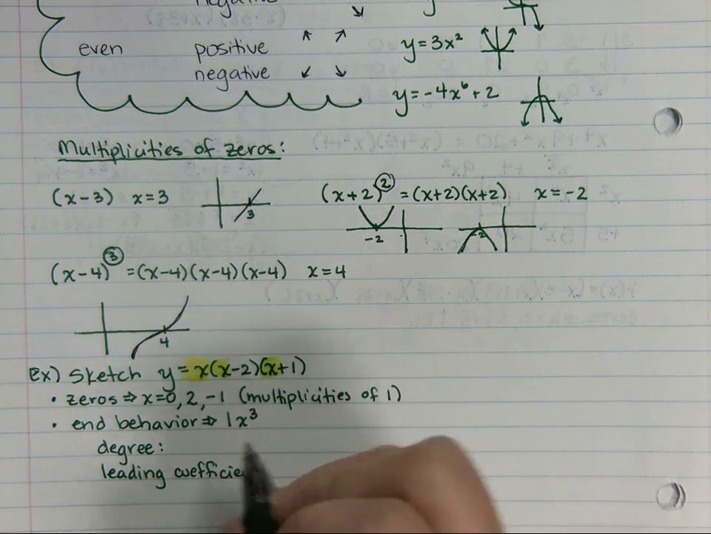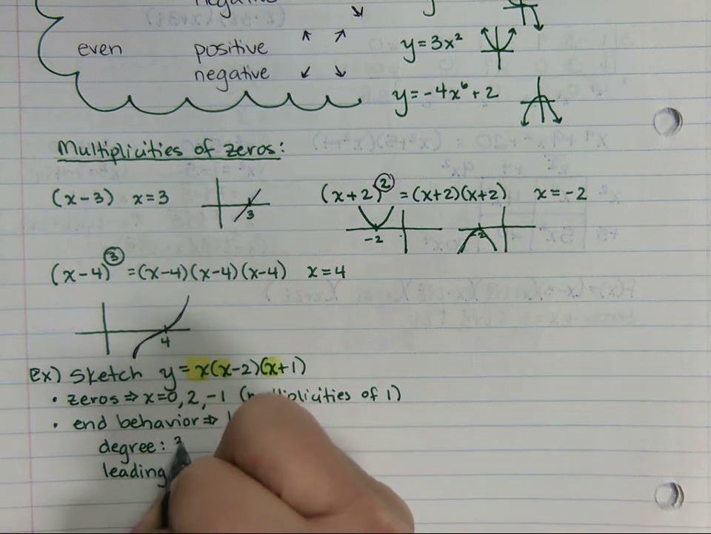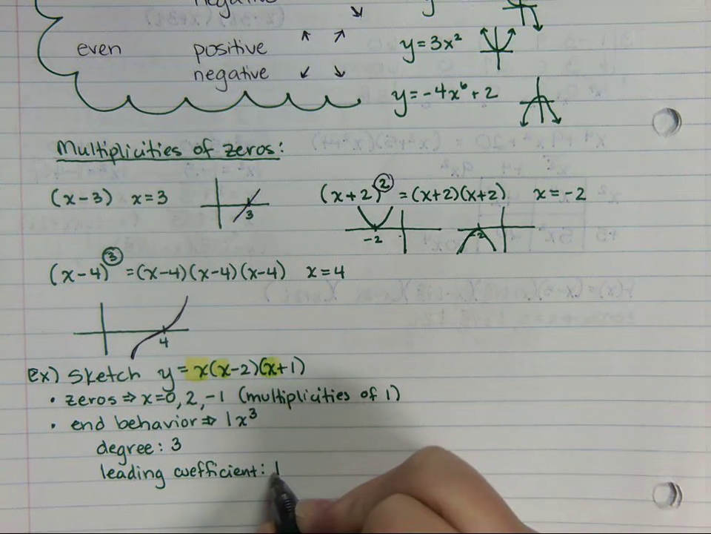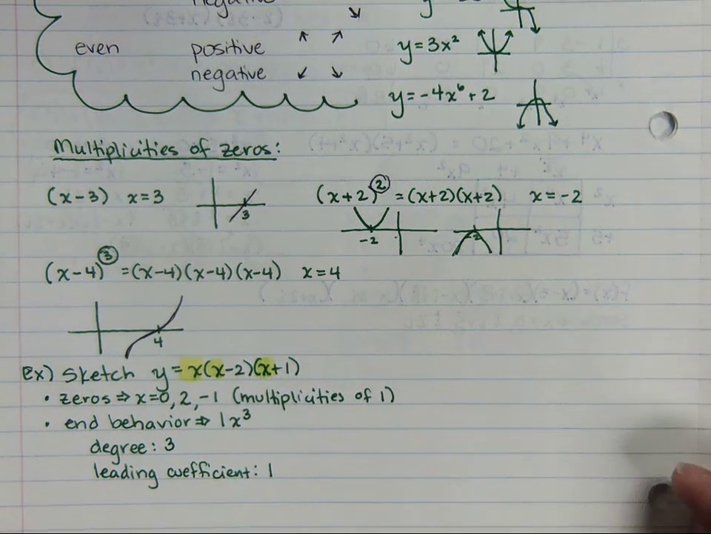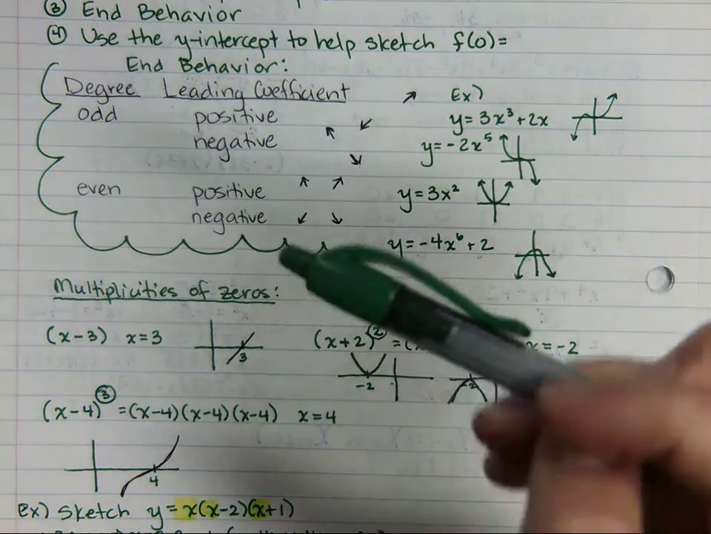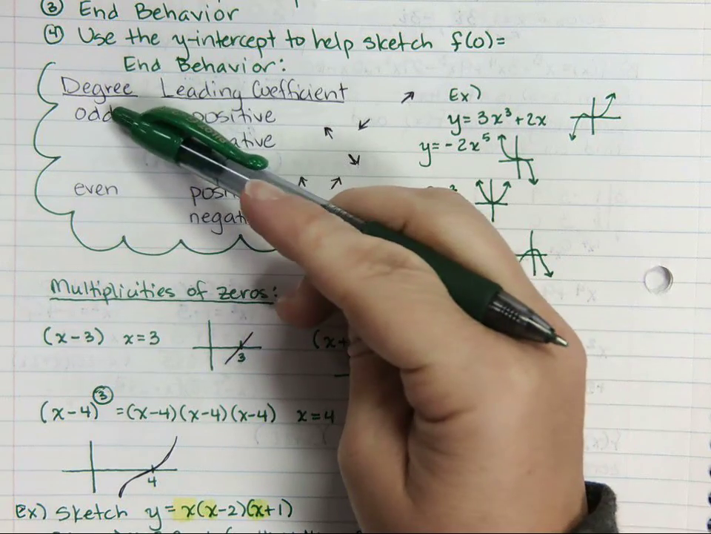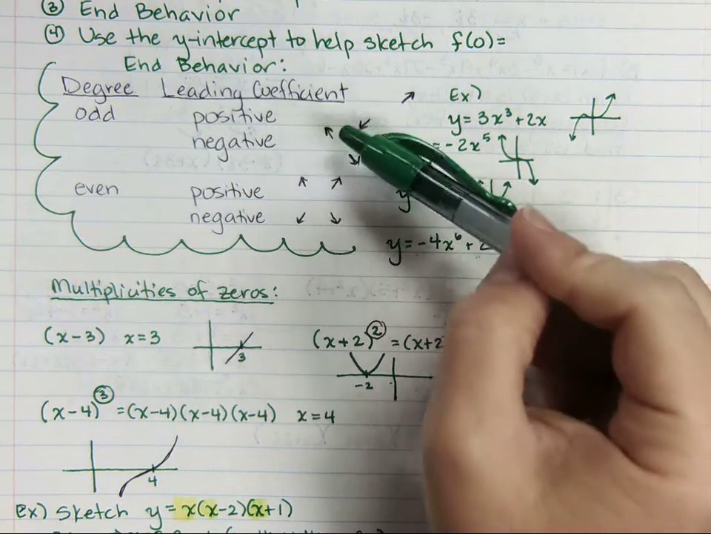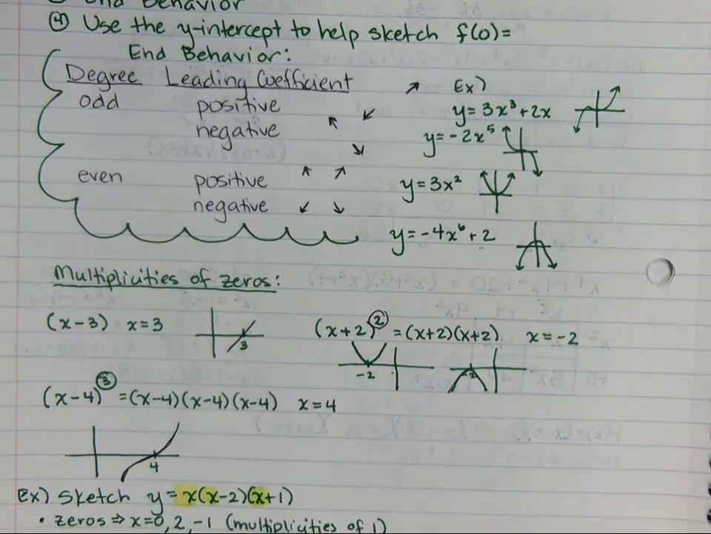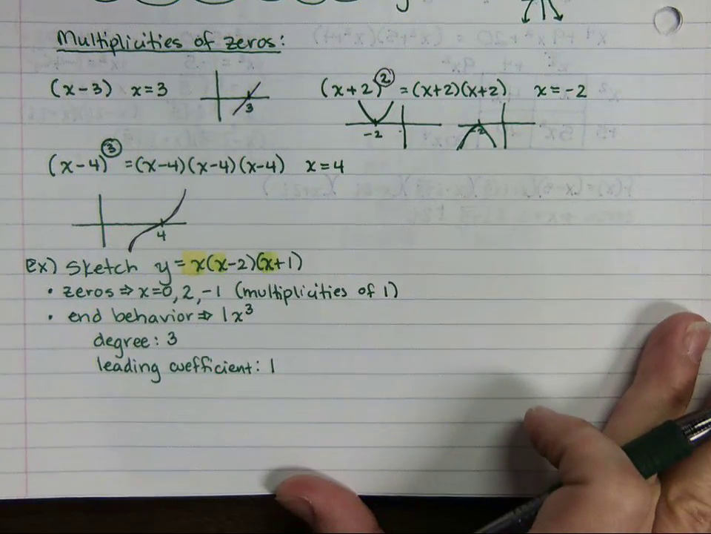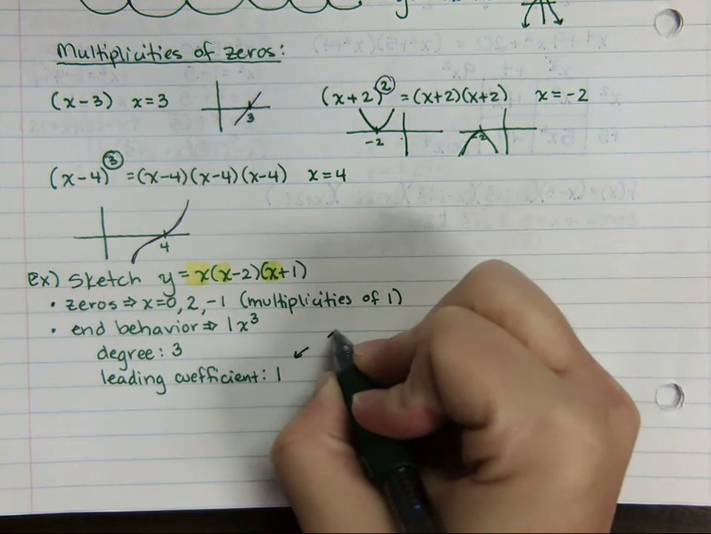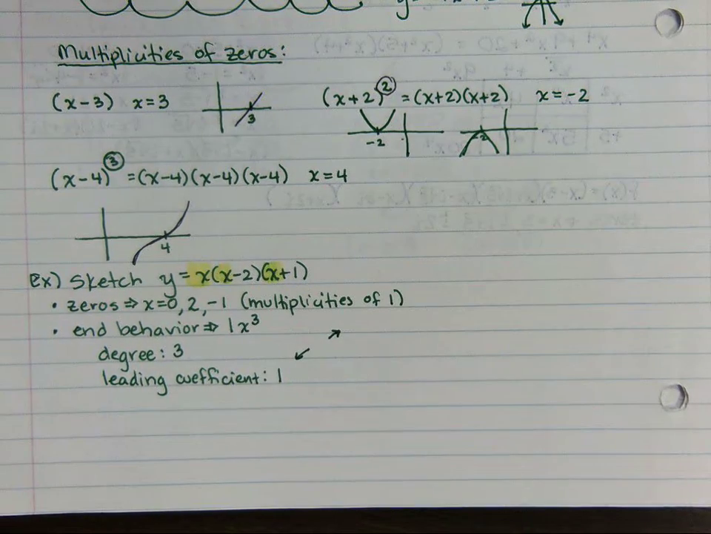So what that tells me is that I have a degree of 3 with a leading coefficient of 1, which is positive. So I'm going to come back up here. An odd degree with a positive leading coefficient means my arrows are going to go from left to right. And so I'm going to give myself that little sketch. Based on my end behavior, I know that the arrows have to look something like that.